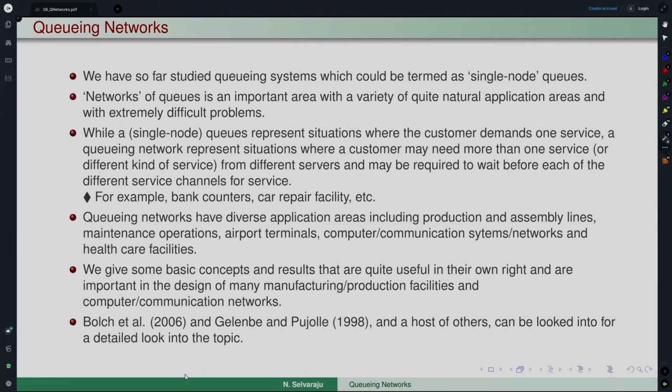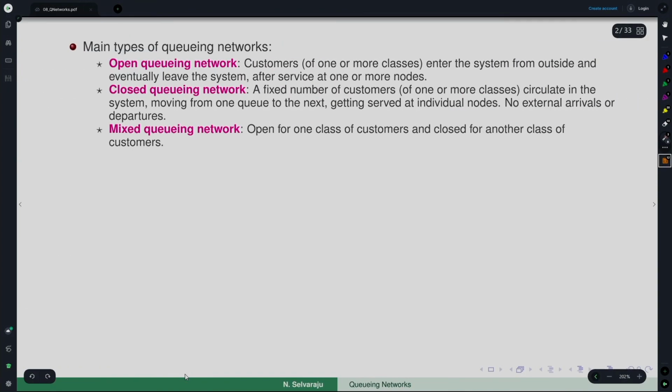So basically what we are looking at is the study of queuing networks. Now, what are the different types of queuing networks that one can broadly classify? Okay, we basically have three. Of course, the third one is a mixture of the first two, so you may say open and closed alone, that maybe you can classify them.